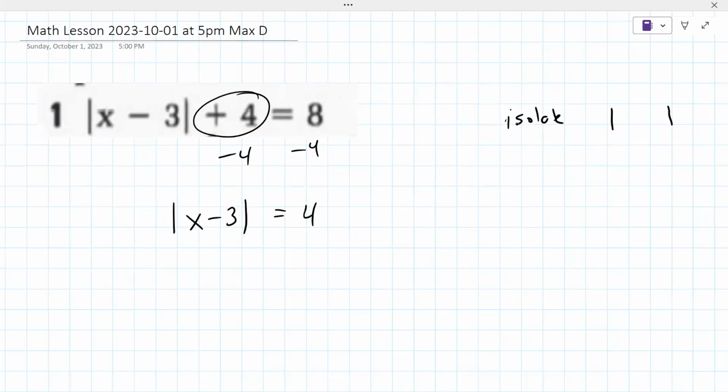Now this always produces two equations. Okay, there's the positive and the negative, or case one and case two. Is that something you heard in class or saw in class? Yeah. Okay, so the first one is x minus 3 equals 4. X minus 3 equals negative 4.